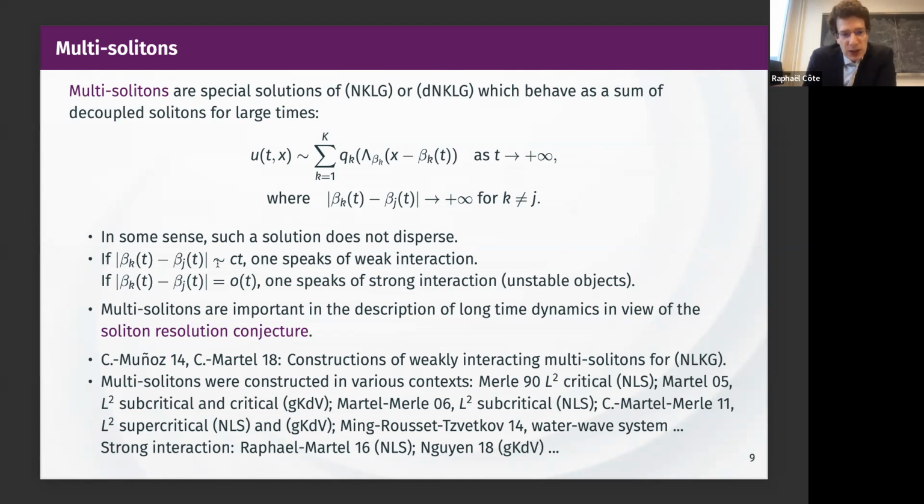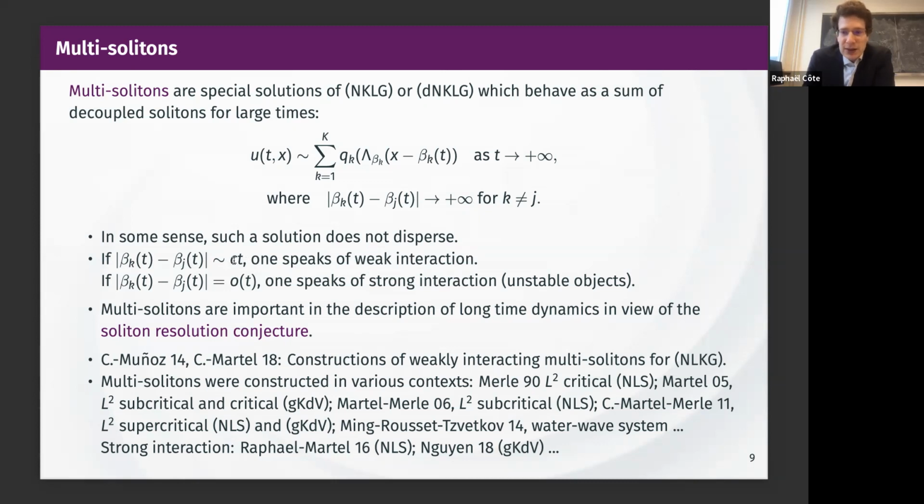When the speeds are really different, think of the Klein-Gordon case. If the speeds are different, that is, the distance between two centers is of order ct, you speak of weak interaction, and what you expect to be the stable multi-soliton. If it's little o of t, then you speak of strong interaction, and usually you're far below little o of t, you're in log t somehow.